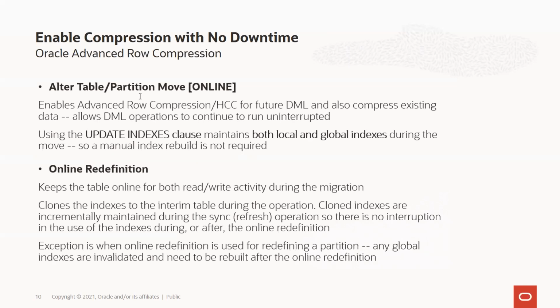Probably the most frequent one that I run into with our customers is they will use online redefinition to enable compression for an existing table online. This gives them access to the table while they're enabling it for compression, essentially rebuilding it. Then the old table will be dropped, the new table will become the active table, and they'll have compression enabled from that point on.